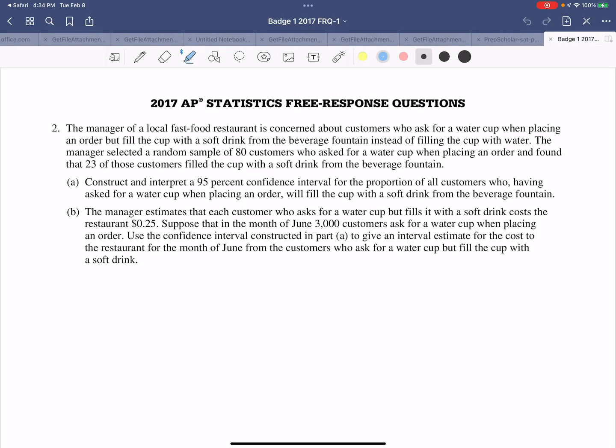Hey guys, this is badge 1. How do I know? They're asking us to construct and interpret a 95% confidence interval, and that's badge 1.